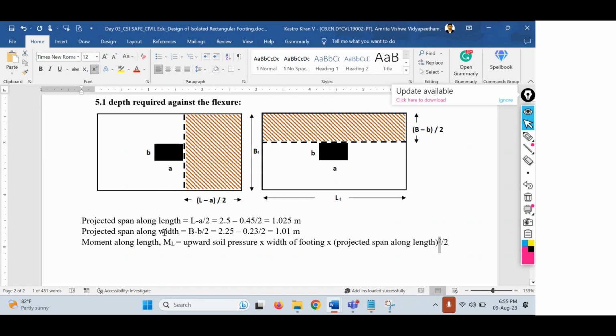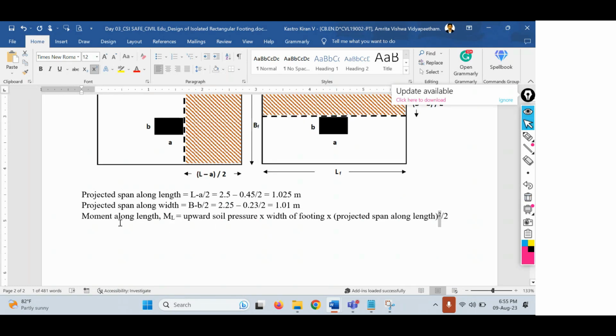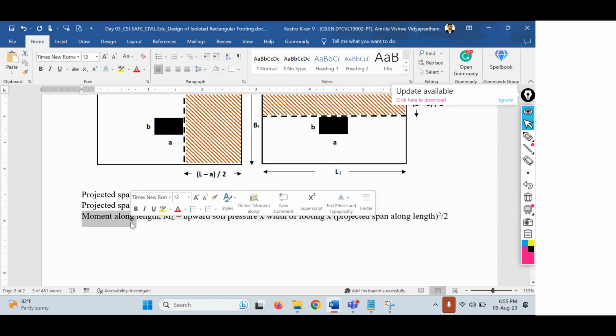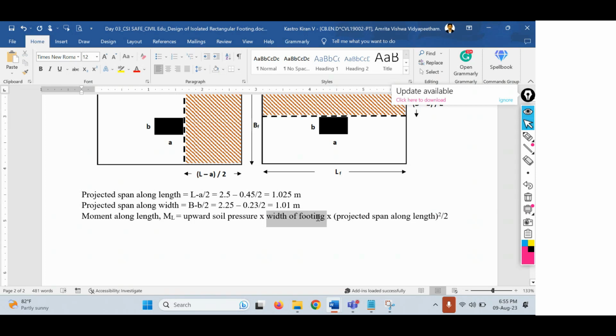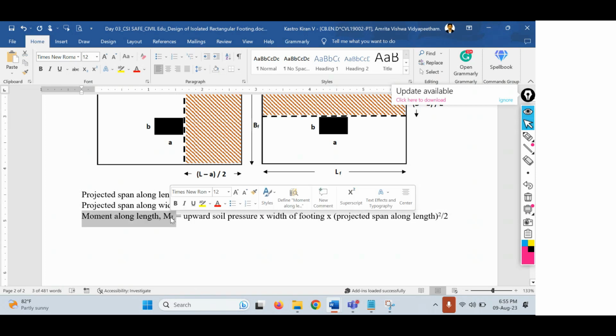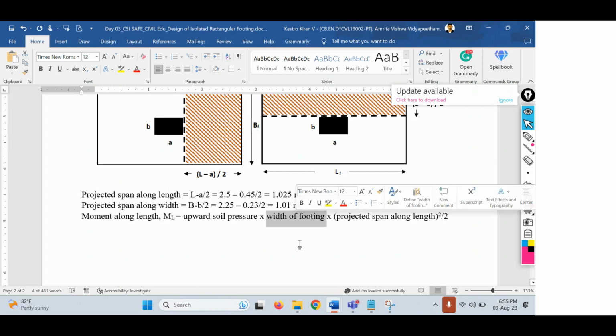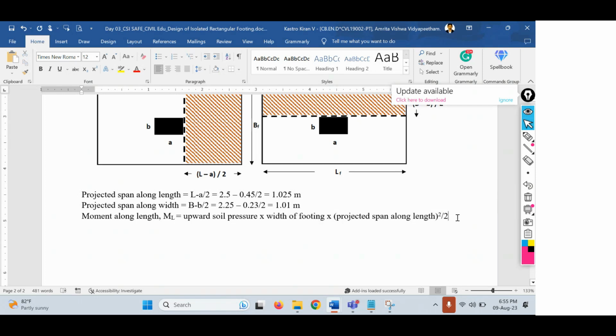Here, one thing we have to understand is that when you are finding the moment along the length direction, you need to consider the width of the footing. When you are finding the moment along the width direction, you have to consider the length of the footing. That is the most important thing. It's a vice versa condition. If you are finding X, you have to consider Y. If you are finding Y, you have to consider X.